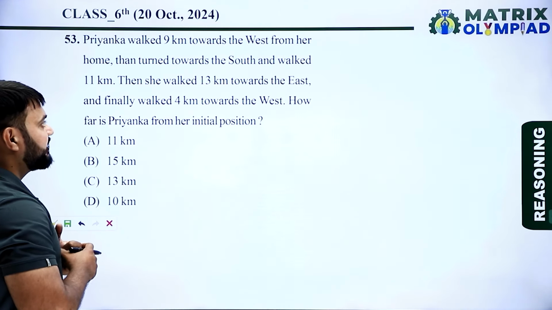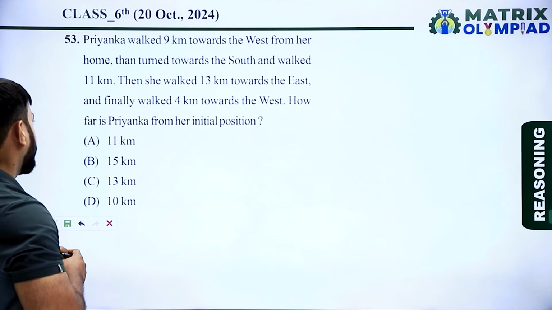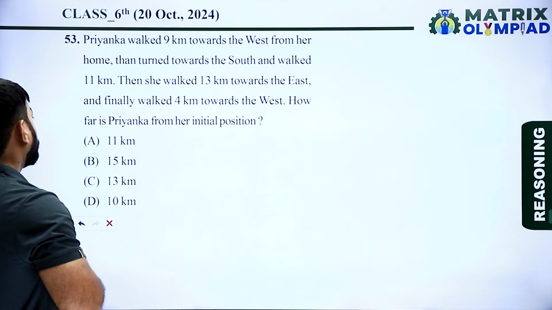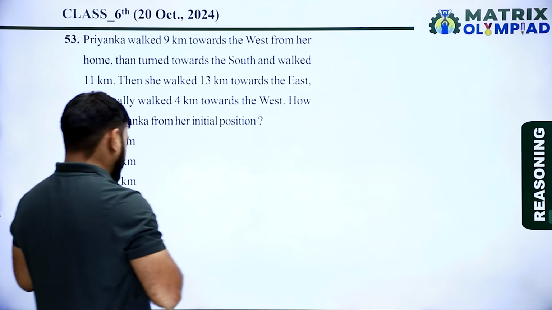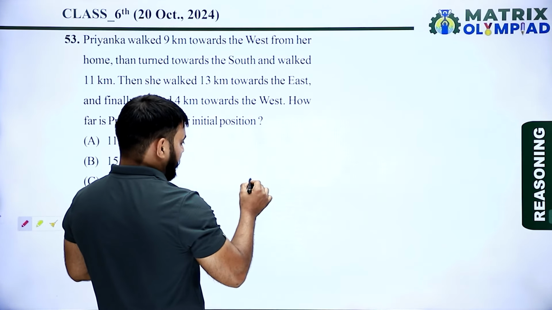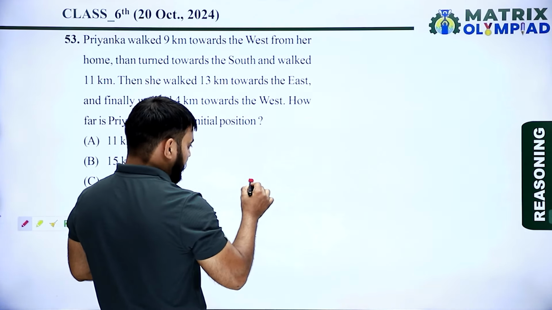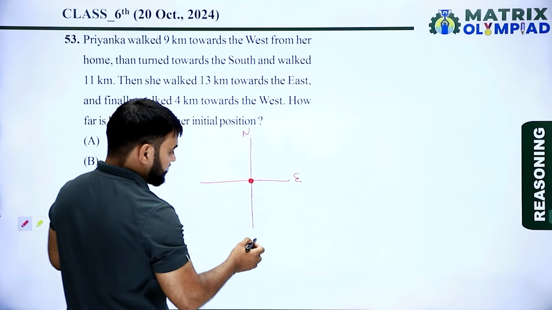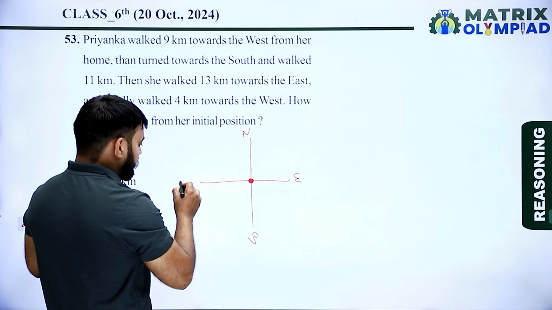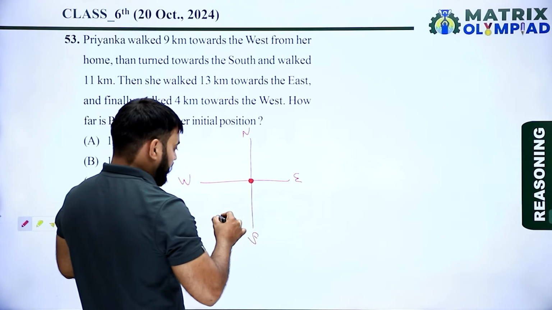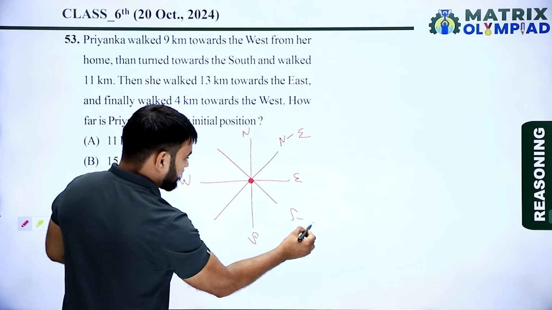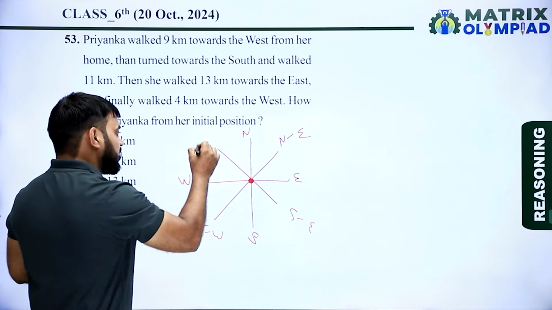Then she walked 13 km towards the east and finally walked 4 km towards the west. How far is Priyanka from her initial point? Before starting this question, we should know that there are 4 types of main direction. This is north, this is east, this is south and this is west. And there are 4 types of cardinal direction. This is northeast, this is southeast, this is southwest and this is northwest.